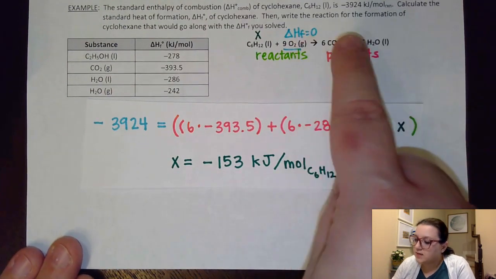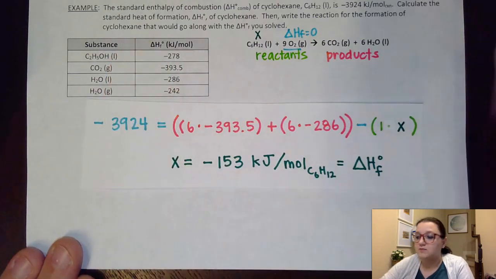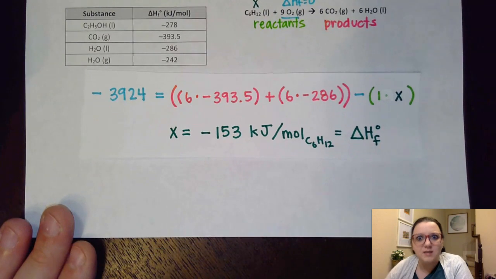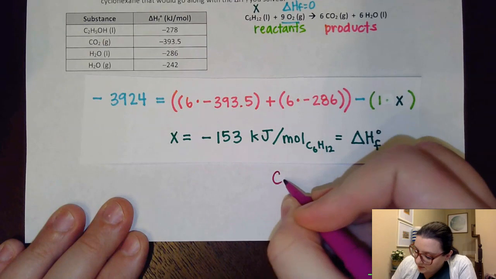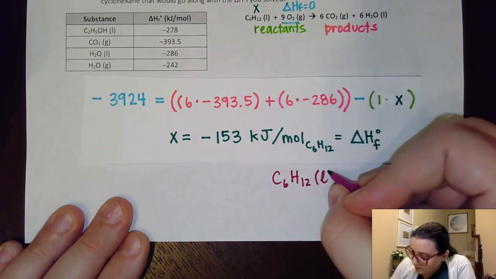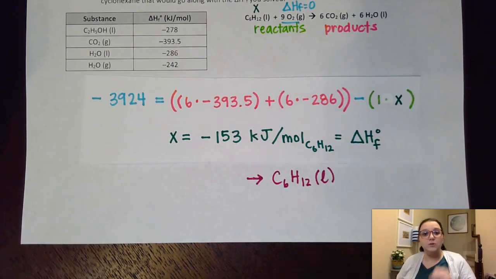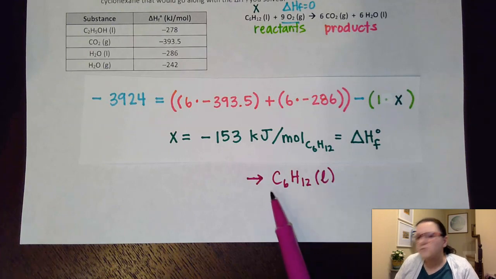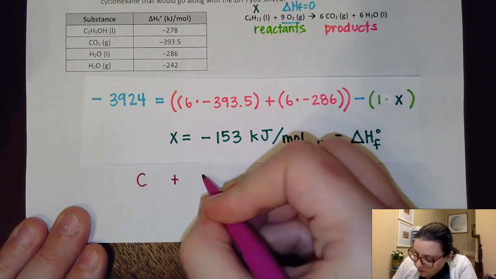It says to write the reaction for the formation of cyclohexane that would go along with this value here. So basically, what is the heat of formation equation in order to make C6H12 as a liquid? And so I would want to think about, well, what elements would I need to put together in their standard state in order to form 1 mole of this C6H12? Well, hopefully we can see here that I would want to put together carbon and hydrogen.